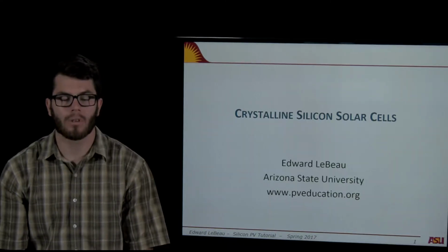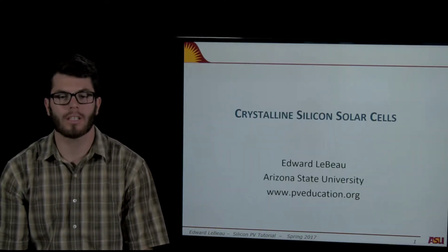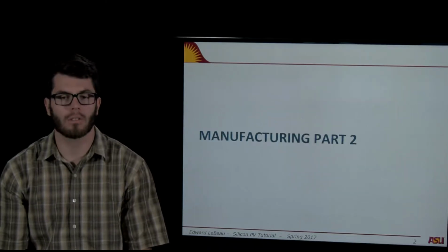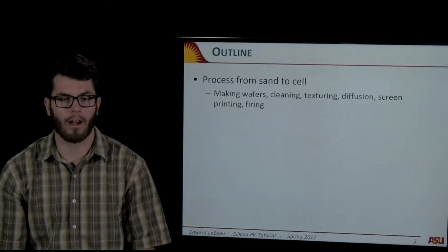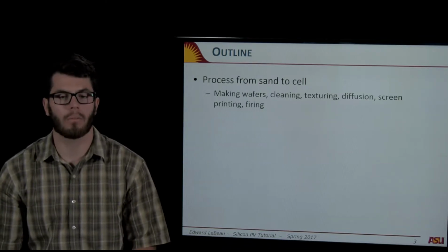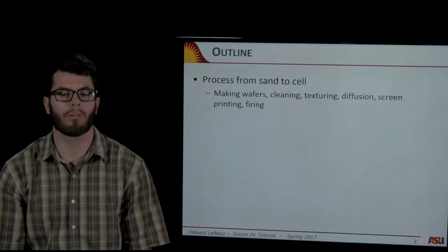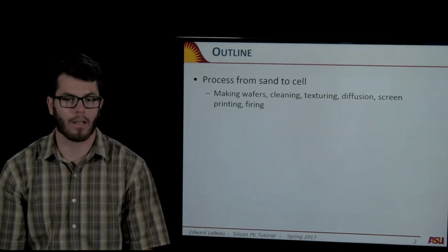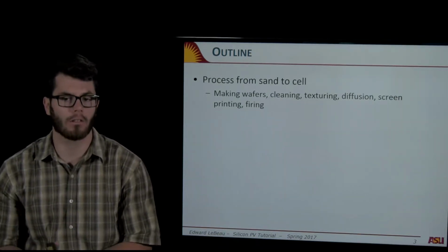We're here with our crystalline silicon solar cells lecture series. We're going to be talking about manufacturing, part 2. And here's our outline. We're going to go from sand to cell. We'll talk about first making wafers, then cleaning them, texturing, diffusion, screen printing, and firing. So it's going to be the process all the way from the sand on the ground to the solar cell.